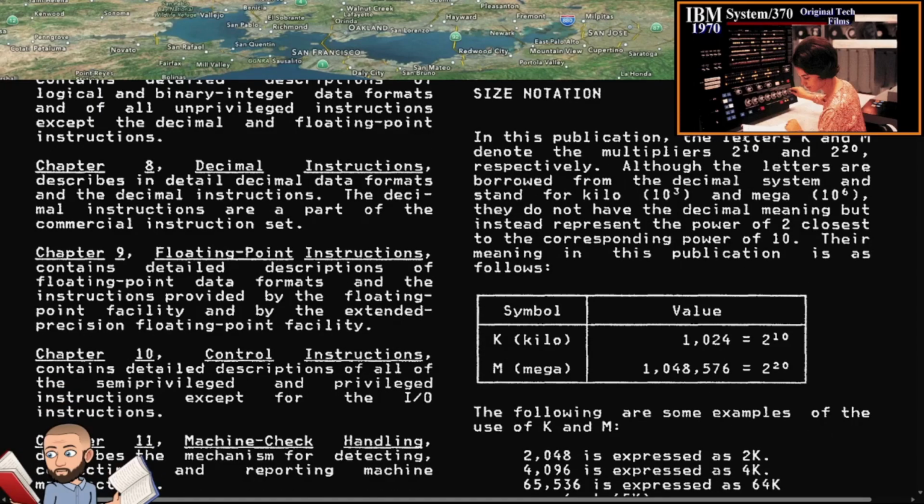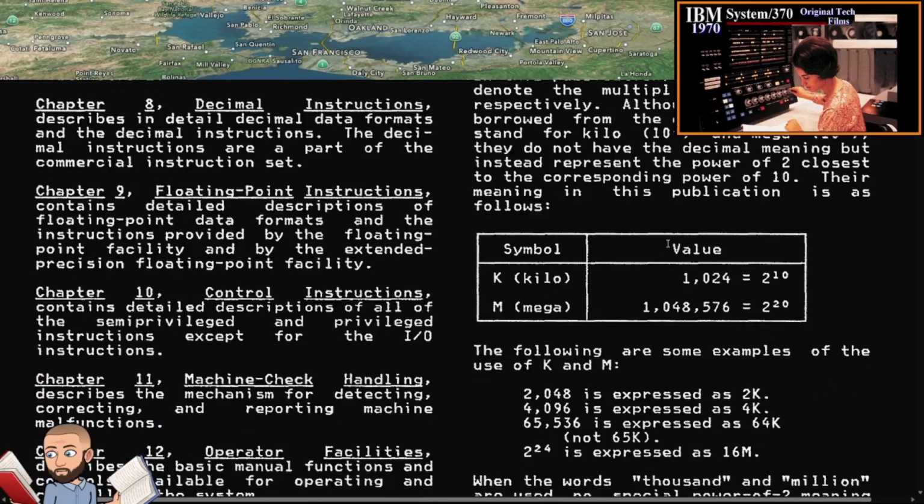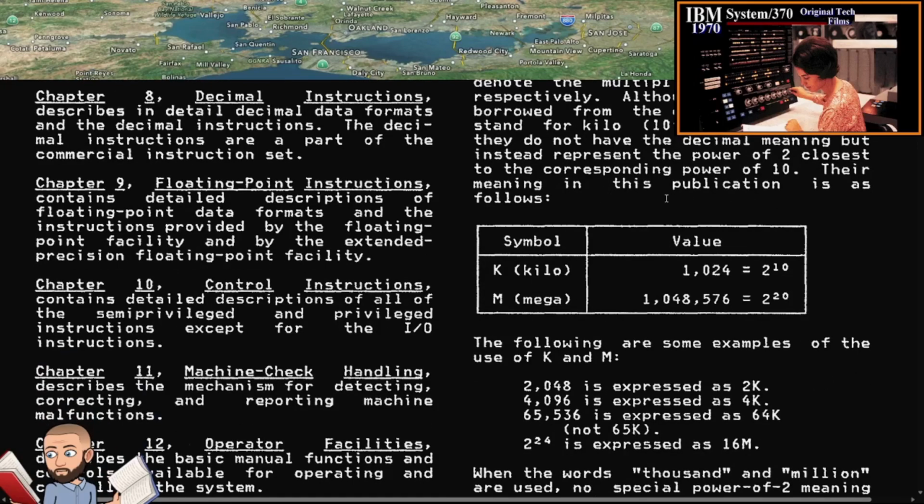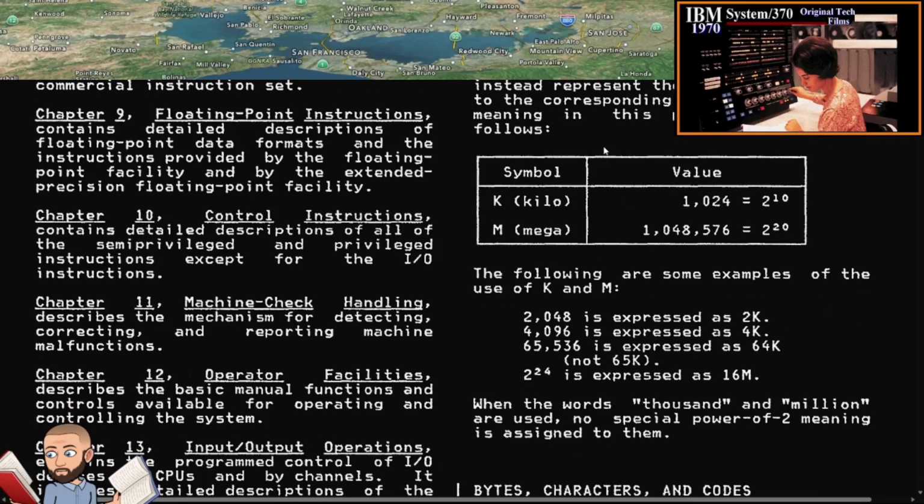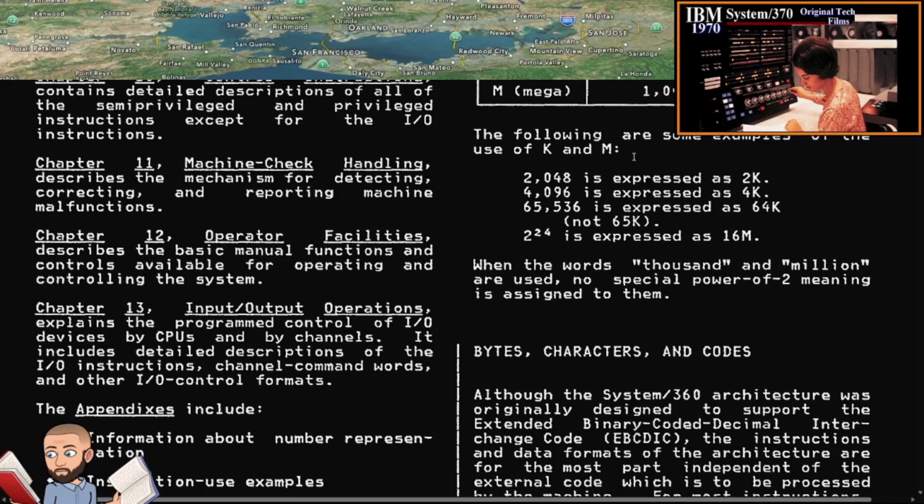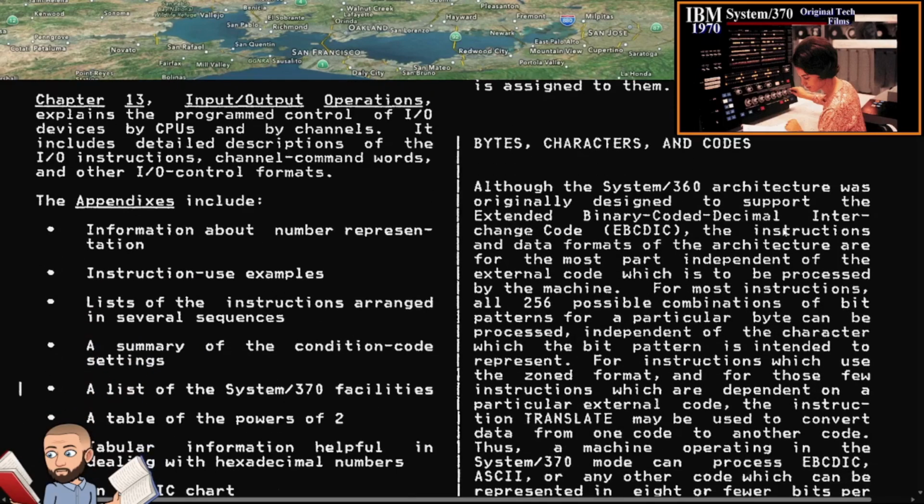In this publication, the letters K and M denote the multipliers 2 to the 10 and 2 to the 20, respectively. Although the letters are borrowed from the decimal system and stand for kilo and mega, they do not have the decimal meaning, but instead represent the power of 2 closest to the corresponding power of 10. Their meaning in this publication is as follows. So there's a symbol, and there's the value. The following are some examples of their use. So 2K, 4K, 64K.